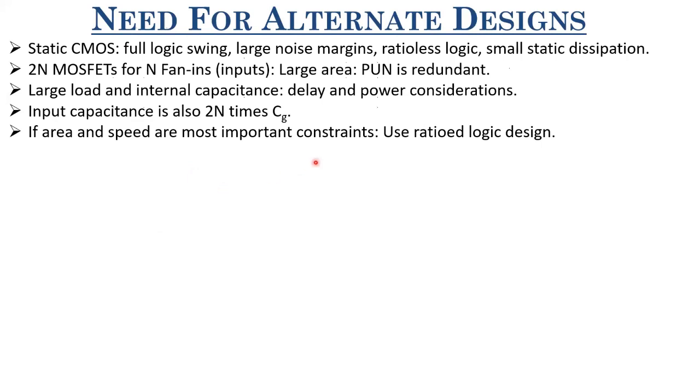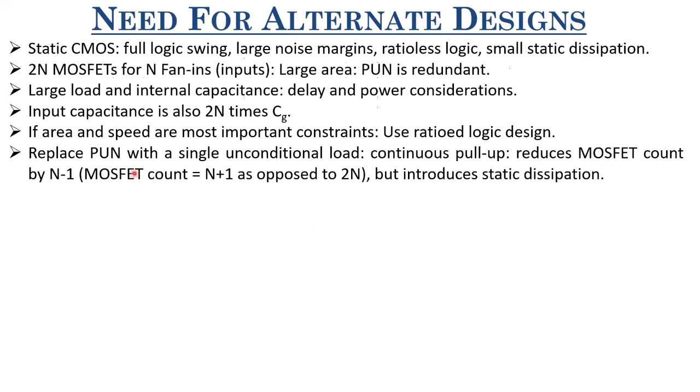In pseudo-NMOS logic design, which is a ratioed logic, what we do is replace the pull-up network with a single unconditional load. Now, in static CMOS, PDN and PUN were conditional. If PDN is on, PUN will be off, and the output will be drained to the ground. If PUN is on, then the output, the load, will be charged to VDD. So there the PUN was conditional, depending upon the input.